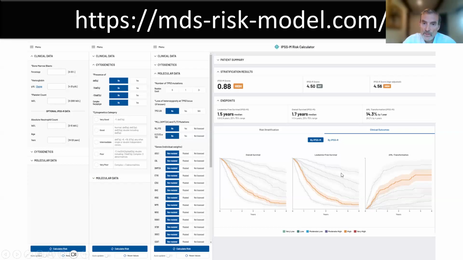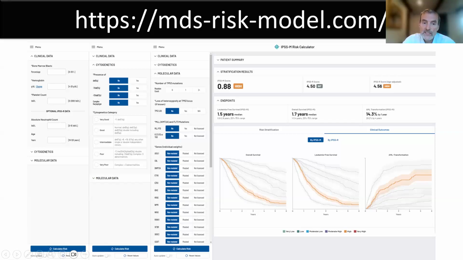We don't really memorize all the different weights of everything. So what we do is we go to a website, shown here, mdsriskmodel.com, that you could actually just do a Google search for IPSS-M. It'll be the top hit. And you can put in patient information there. Like, for example, how many blasts do they have in their bone marrow? What is their hemoglobin? What's their platelet count? What's their neutrophil count? How old are they? Then on the next page, you can put in what kind of chromosomal abnormalities do they have, if any. And if they have a normal chromosomal complement, then they would be in the good cytogenetic risk category.